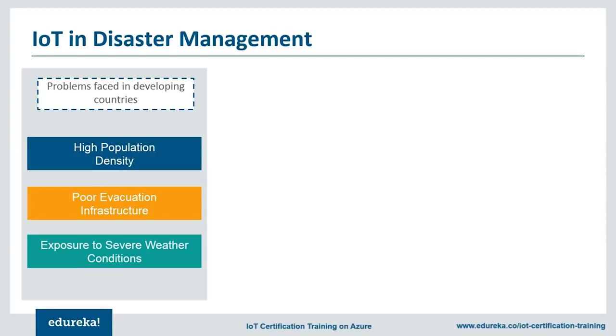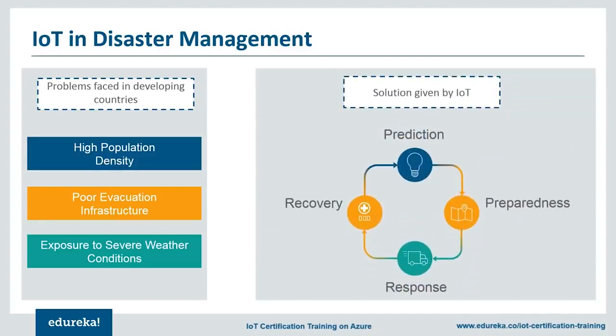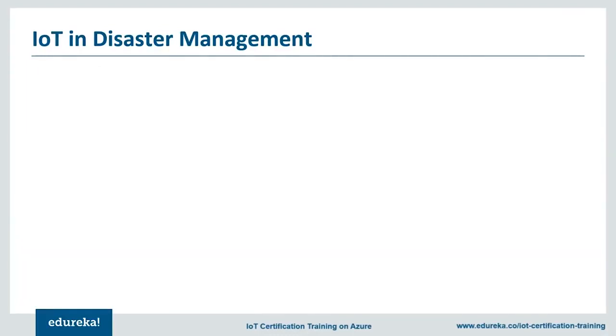As a consequence, according to a study, more than 95% of all deaths caused by a disaster occur in developing countries. IoT can compensate for this by prediction, preparedness, response, and recovery to rescue developing and emerging countries from their vulnerable positions. Let me give you an example of a forest fire where IoT could be used as a solution.